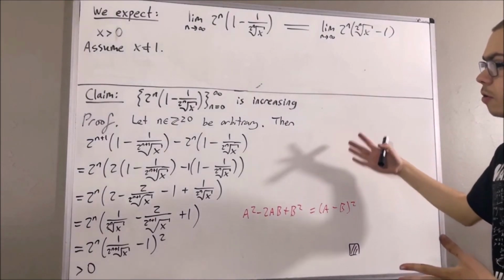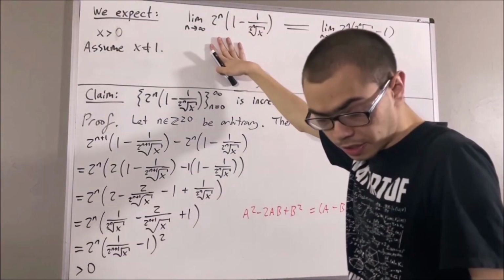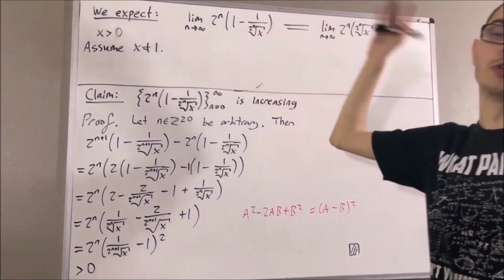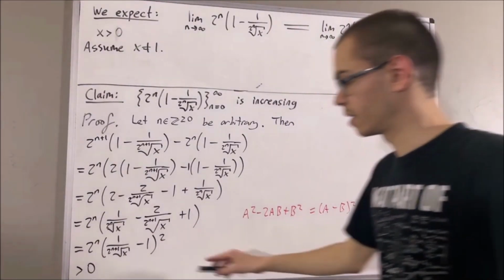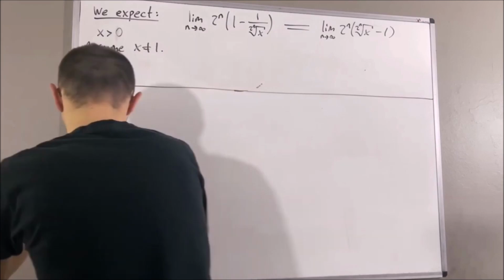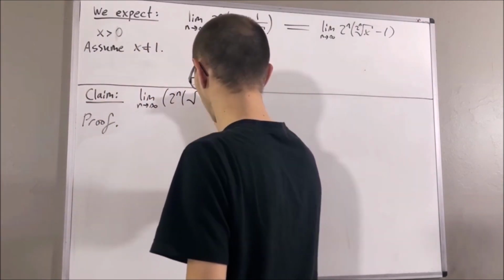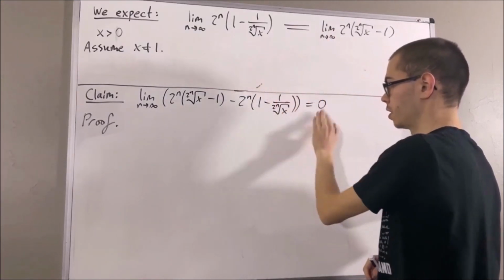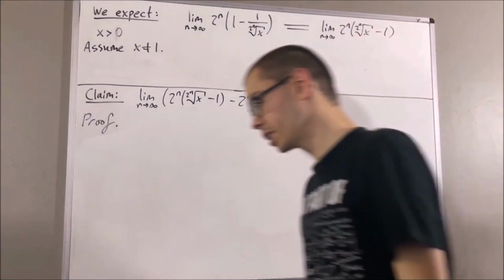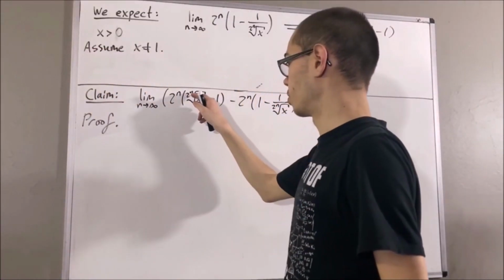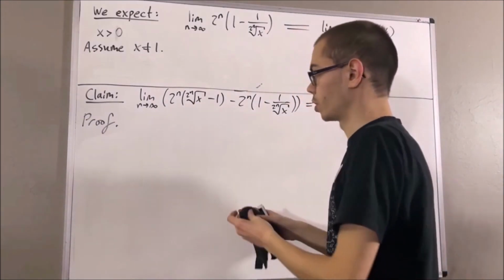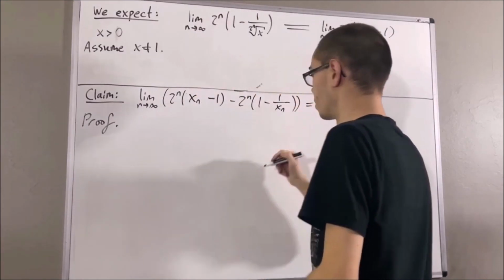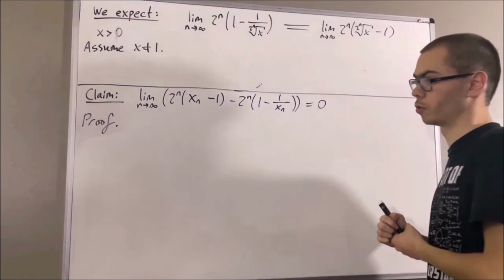Okay, and so now we've shown that this sequence is decreasing. We've shown that this sequence is increasing. Now all that's left to show is that the difference between these two guys converges to 0. So let's show that. So we want to show that the limit of the difference between these two sequences converges to 0. And actually, I'm just going to replace the 2 to the nth root of x with the notation we were using earlier. I'm going to replace it with xn. So xn is just shorthand for the 2 to the nth root of x.